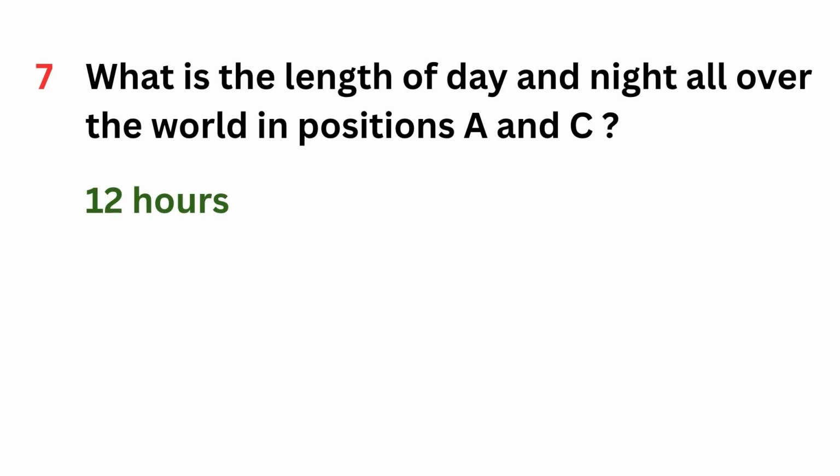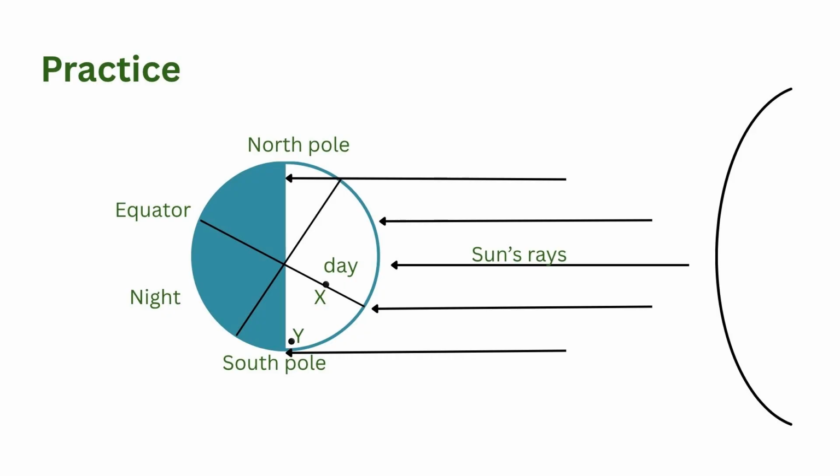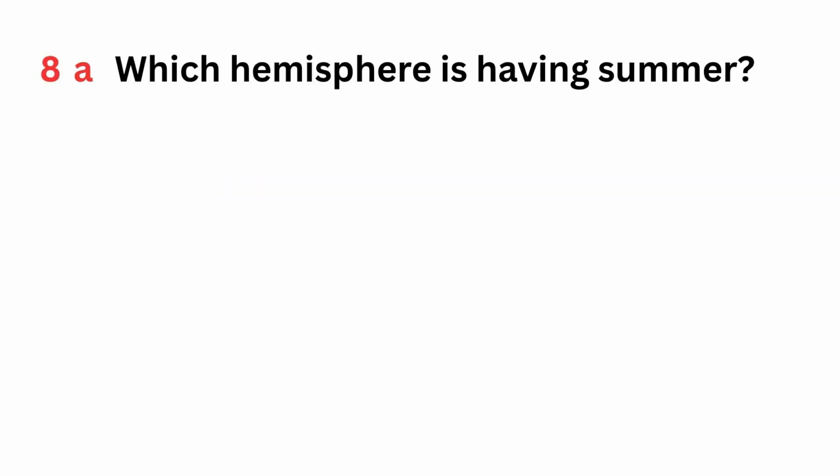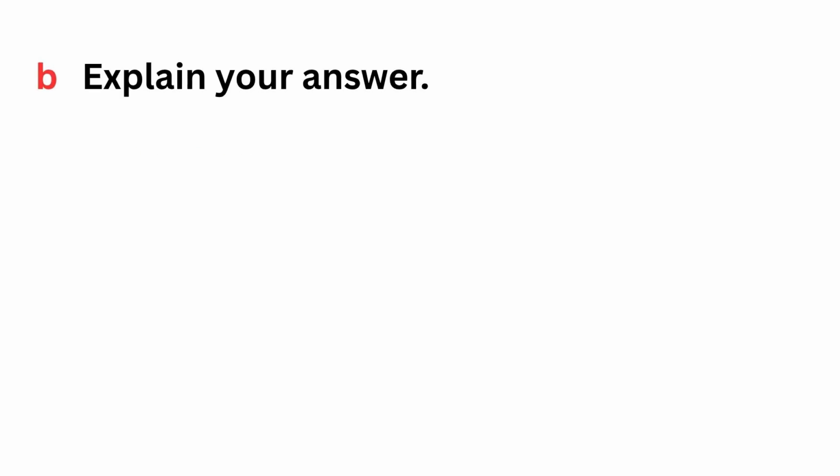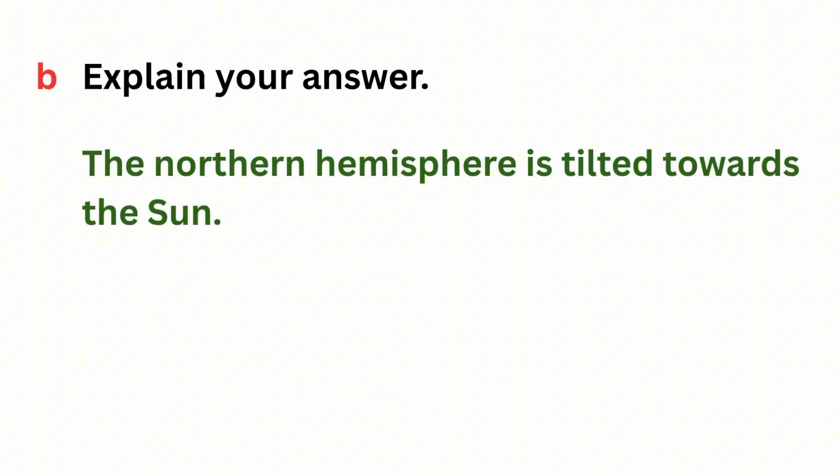Question 7. What is the length of day and night all over the world in positions A and C? 12 hours. Practice. Question 8a. Which hemisphere is having a summer? Northern. B. Explain your answer.